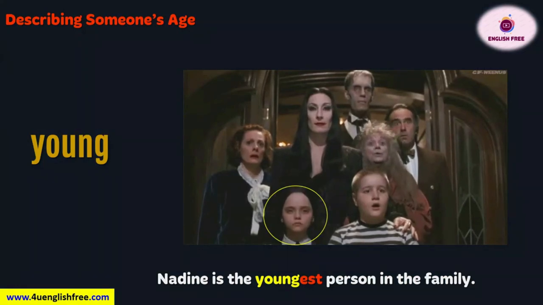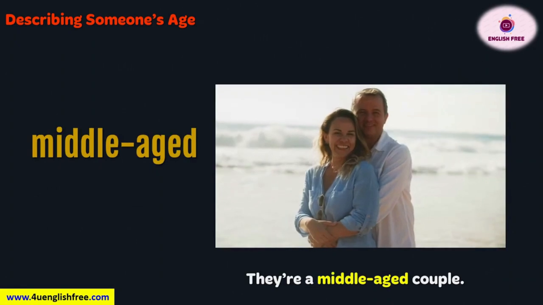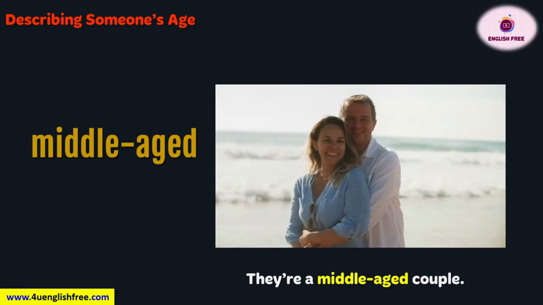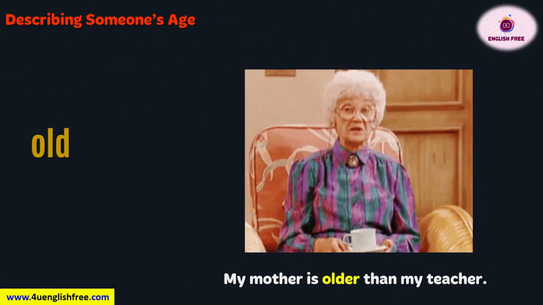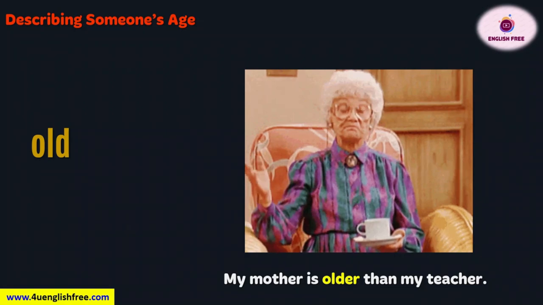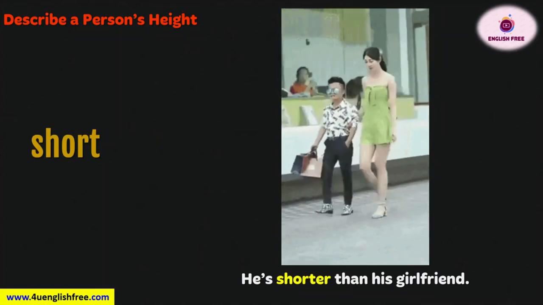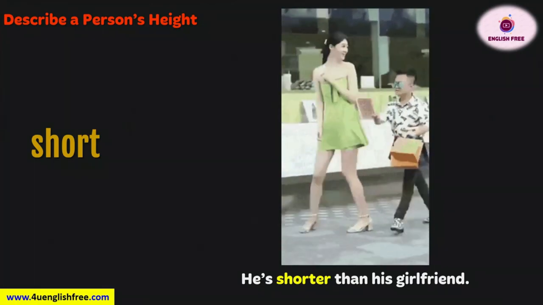Young. Nadine is the youngest person in the family. Middle-aged. They're a middle-aged couple. Old. My mother is older than my teacher. Short. He's shorter than his girlfriend.